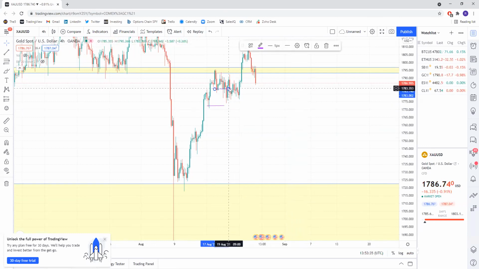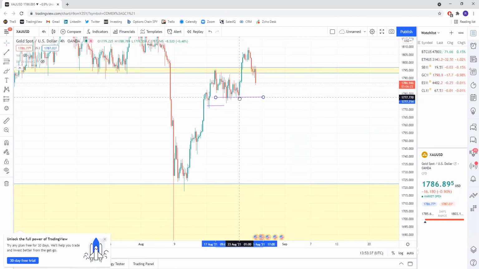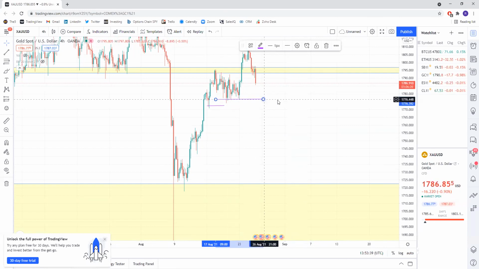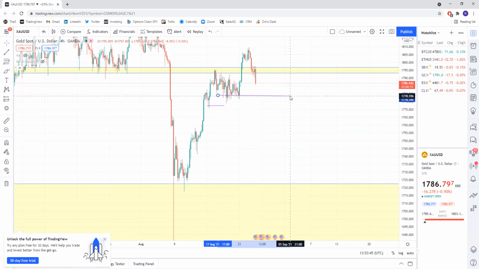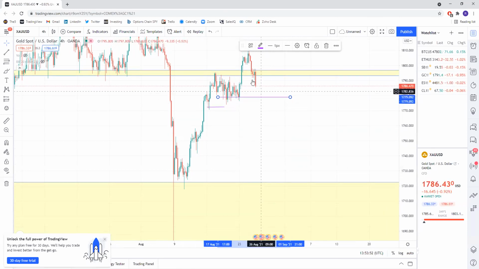Okay, so you should be looking at this zone here. Wait a minute. Okay, so this is the zone you have to look at. Even a bit higher than that, maybe here. Okay, if you have a sell position, try to be careful at that level here.